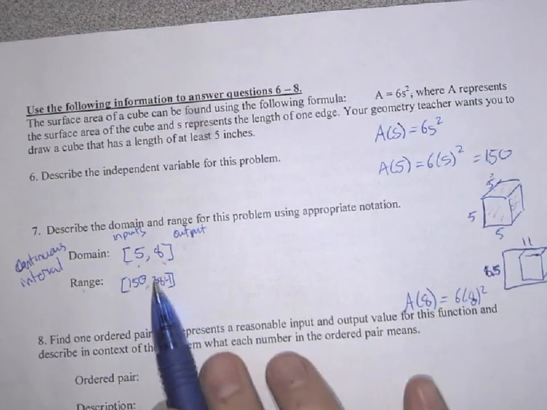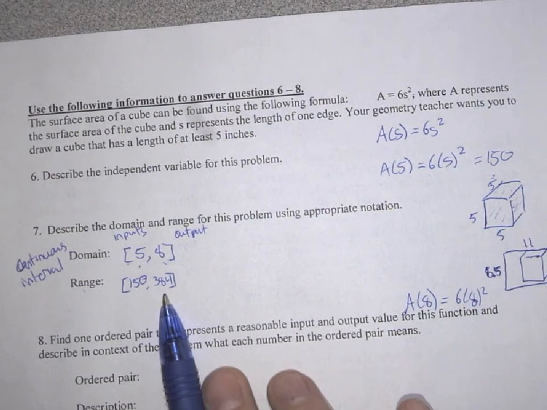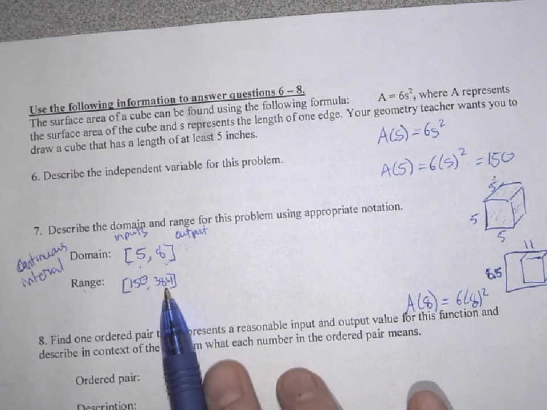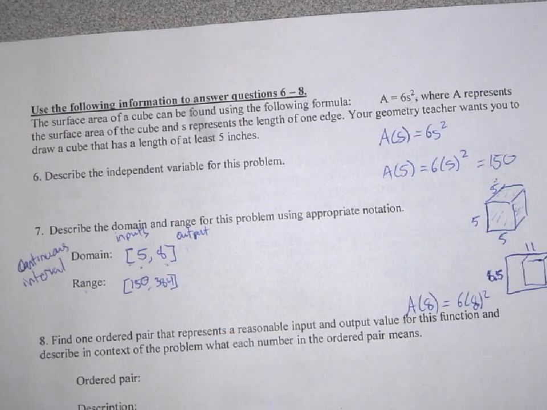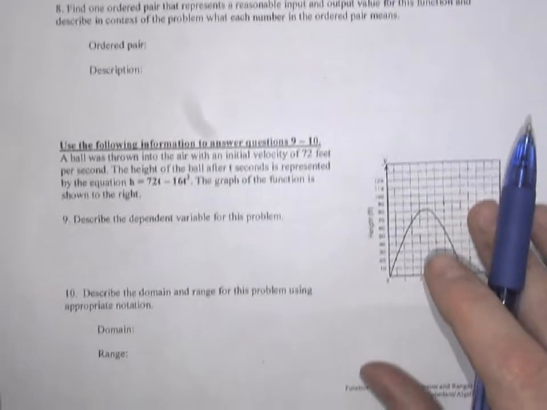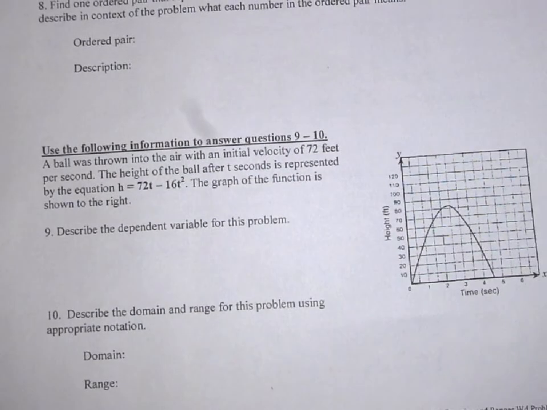So the biggest possible surface area is going to correspond to the largest possible side length in this case. All right, so that will help you get started there. That's not all of it, but that'll help you get started. Okay. The last one I want to show you has a graph with it as well.